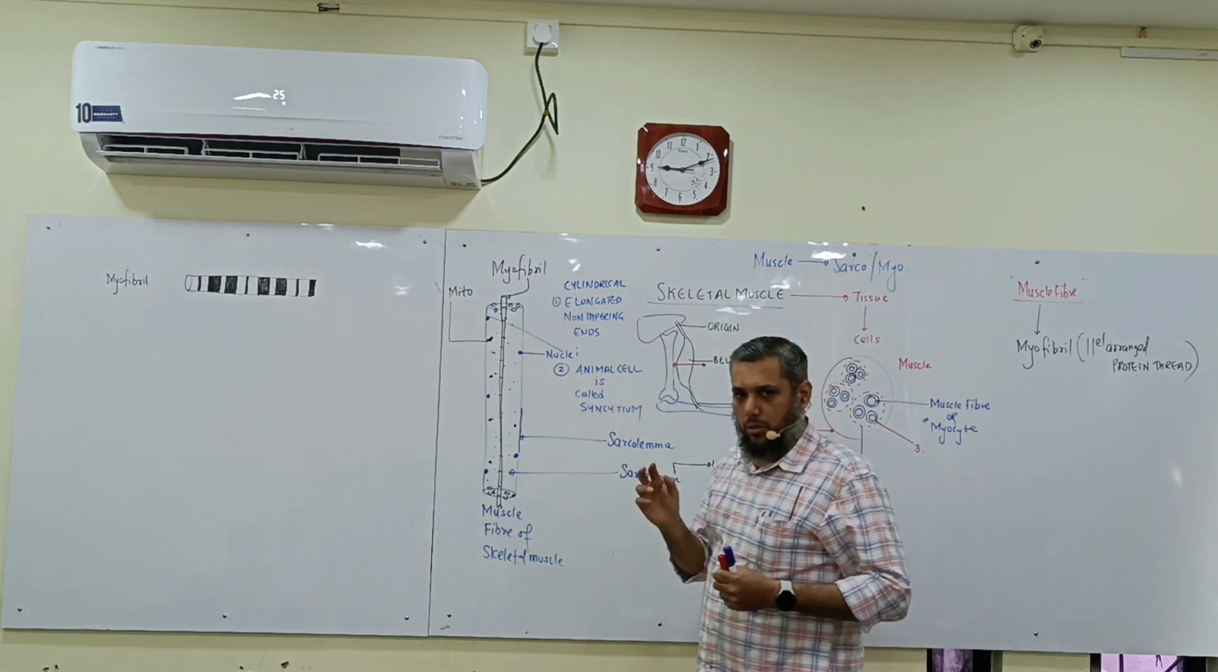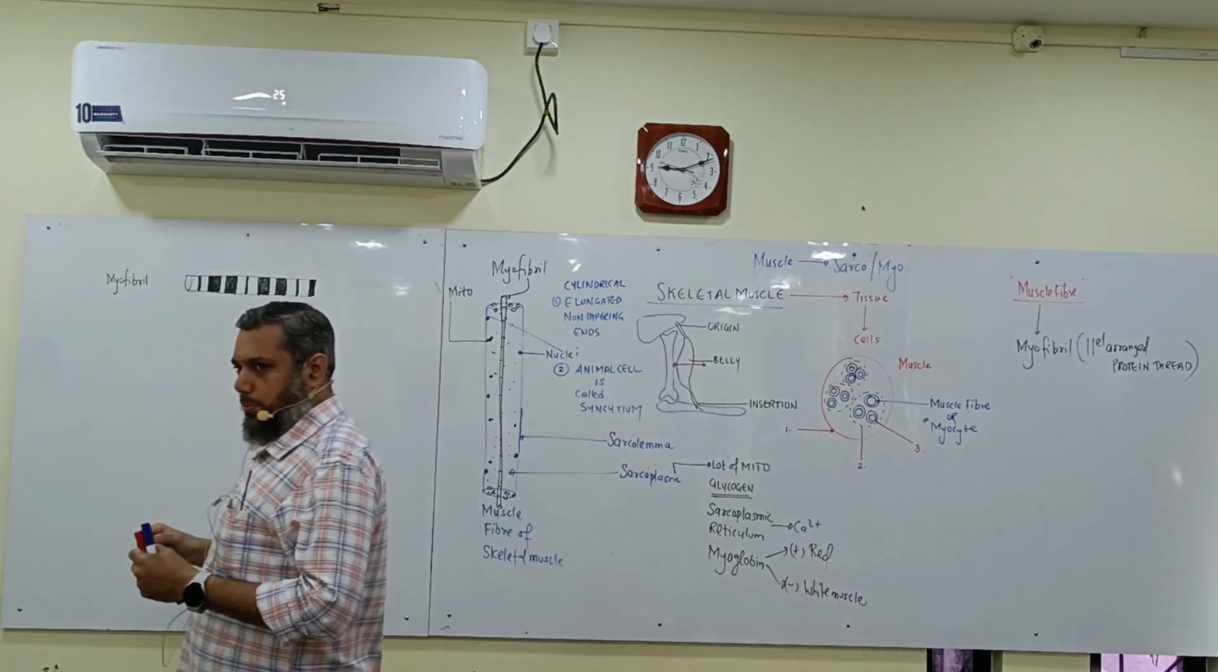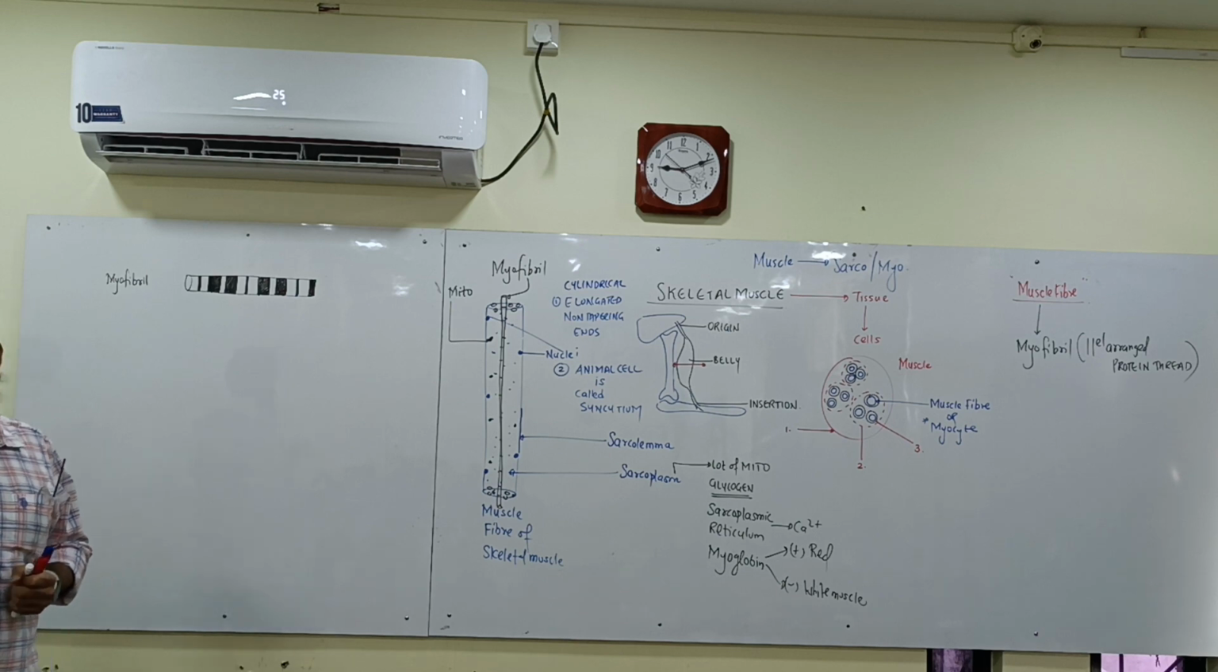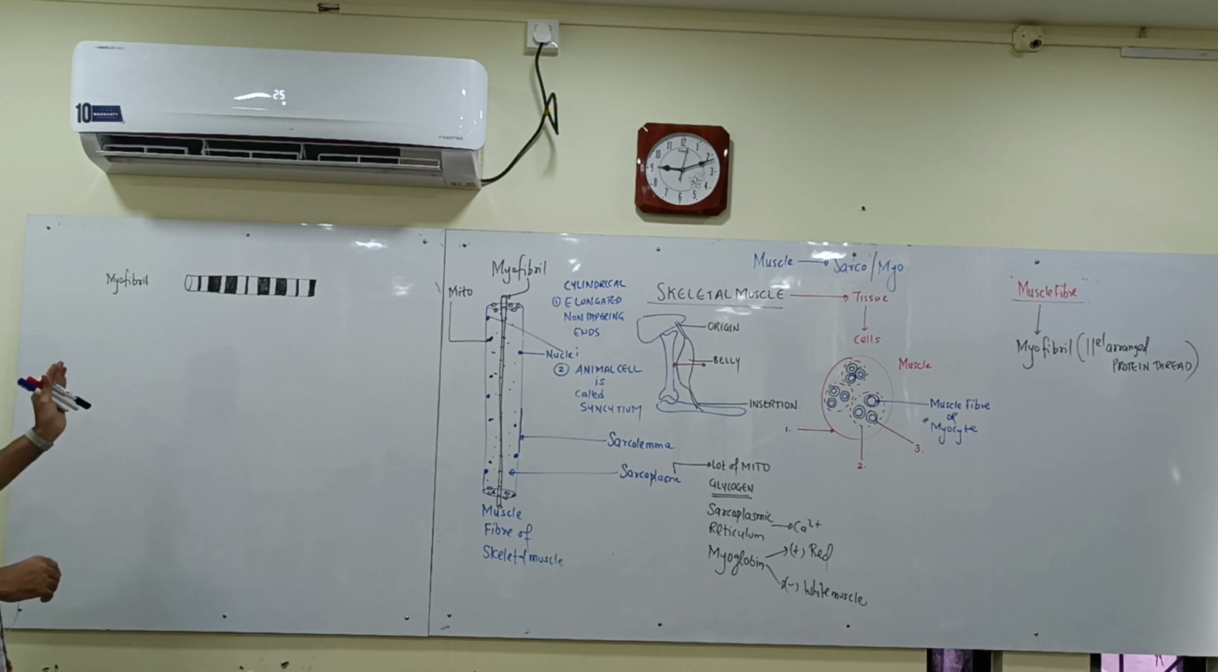Okay. So what am I looking at under the microscope? Myofibril. What is a myofibril? It's a parallelly arranged protein thread. Ayana, can I say it is looking like a zebra crossing with light band, dark band, light band, dark band?